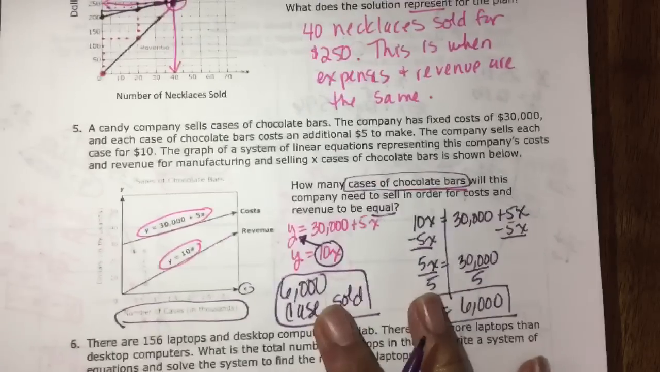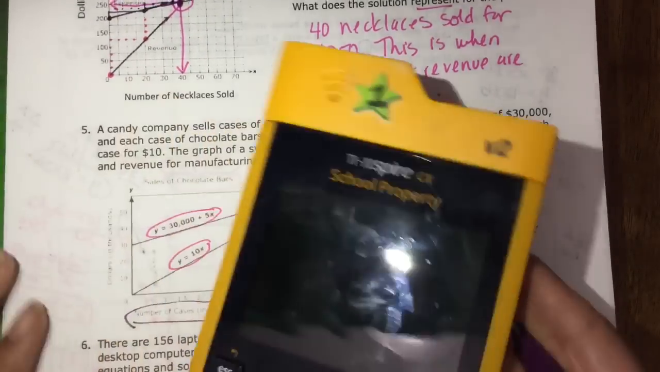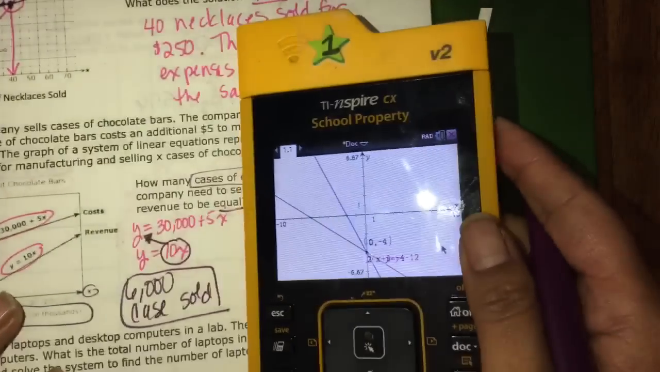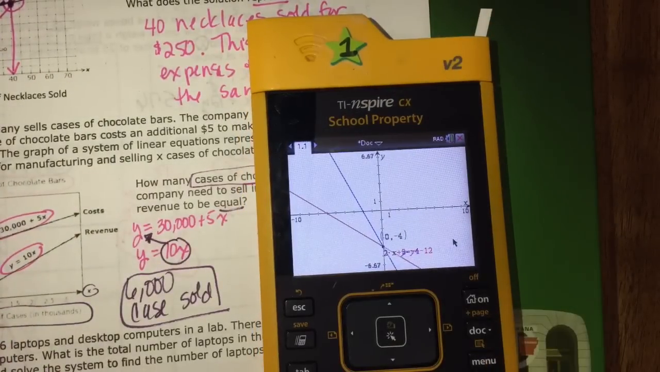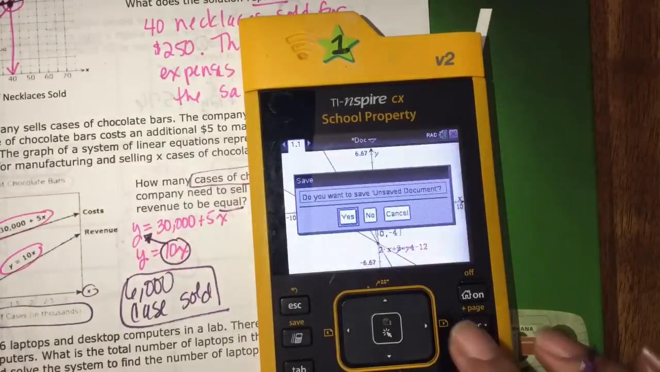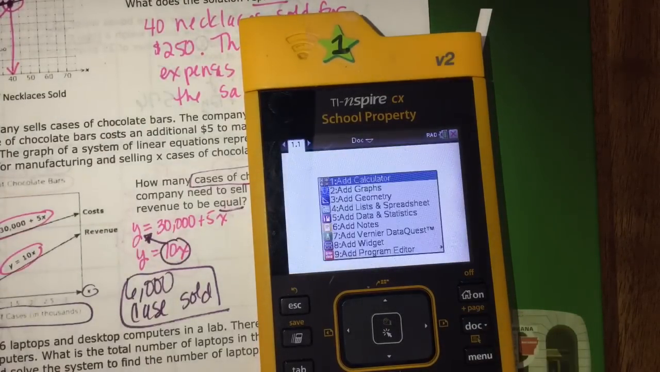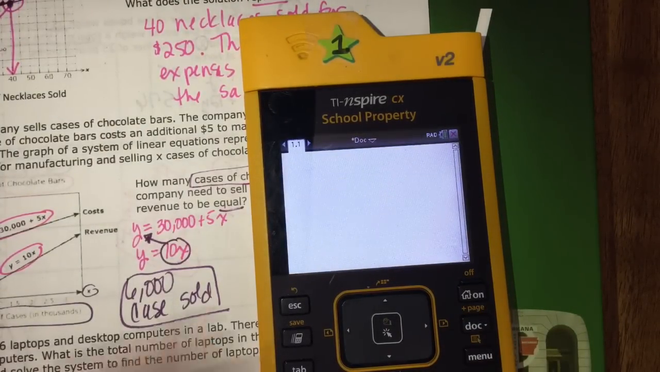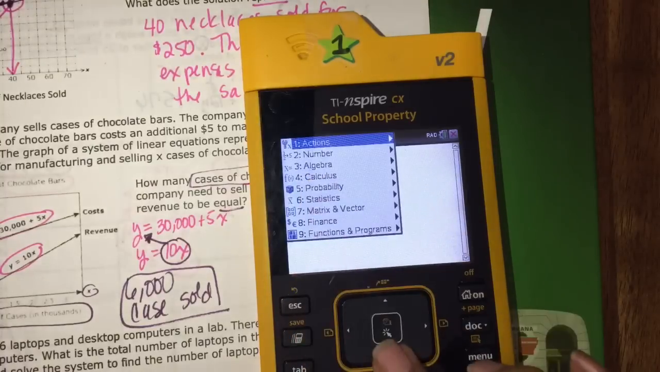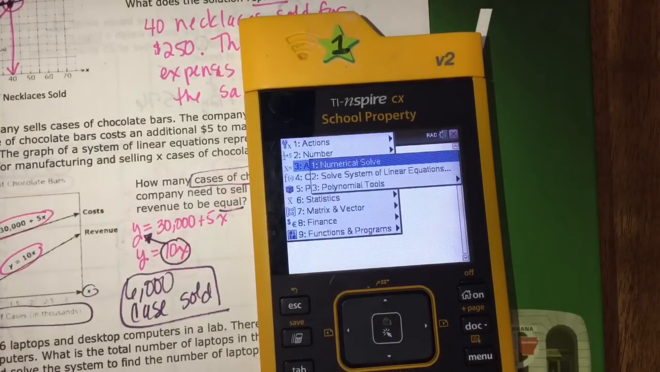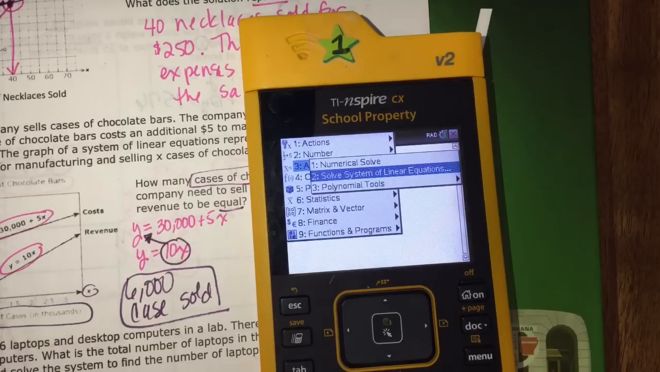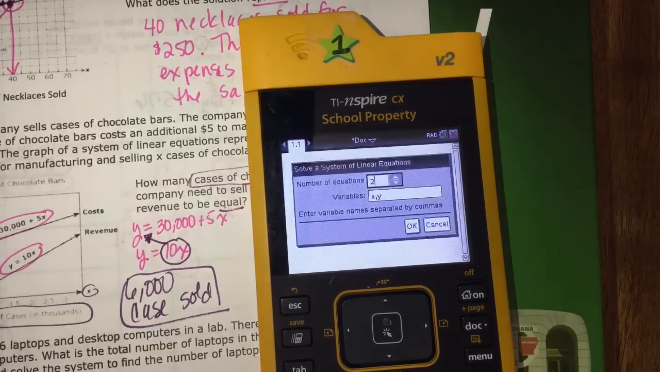That's your answer. Now I'm going to show you a trick on the calculator that will help you solve systems of equations. So let's go ahead and go to OneNote, except this time we're going to open a calculator page. So we're going to select menu and then go down to 3 for algebra. And then there's actually a spot here that says solve systems of linear equations. And that's what we want it to do. So we're going to push enter. We have two equations we want to solve. We're going to use the variables x and y, so we're going to select OK.